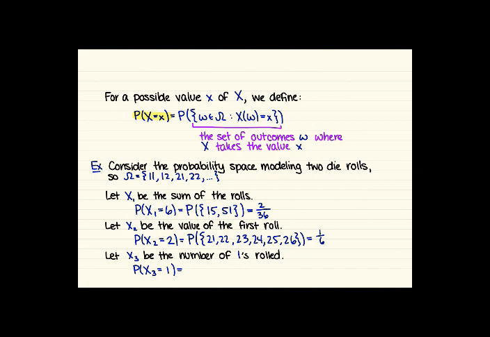Let X3 be the number of ones rolled. So the probability that X3 equals 1, so that means that there is one 1 rolled. Then we're looking at the probability of the event where that happens. So if we've got one 1, the only way that can happen is if we have (1,2) or (2,1). So that one is going to be 2 over 36 or 1 over 18.